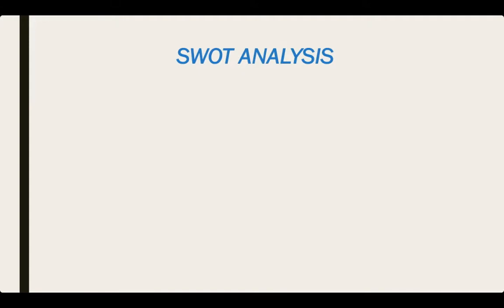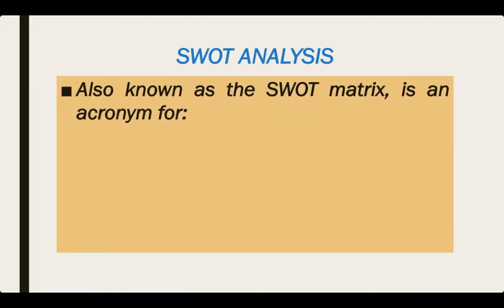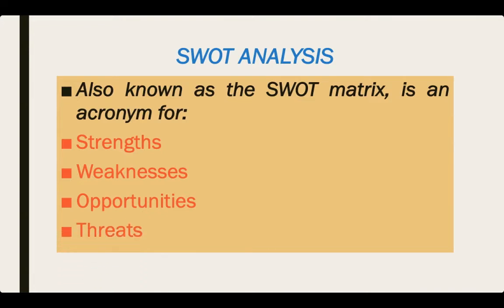When we talk about self analysis, the first question that comes to us is how do we do the self analysis? We basically follow a process called SWOT analysis. SWOT analysis is a strategic planning technique used to help a person or organization in identifying its SWOT. Since we are talking about self analysis, we will talk about it from the perspective of a person. SWOT analysis is also known as the SWOT matrix. It is an acronym for strengths, weaknesses, opportunities, and threats.